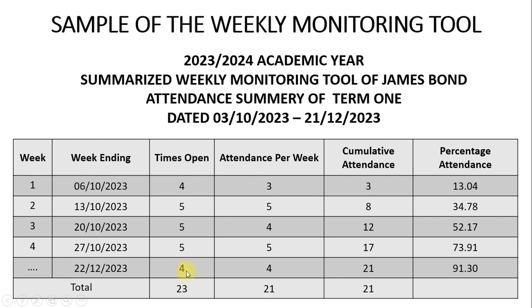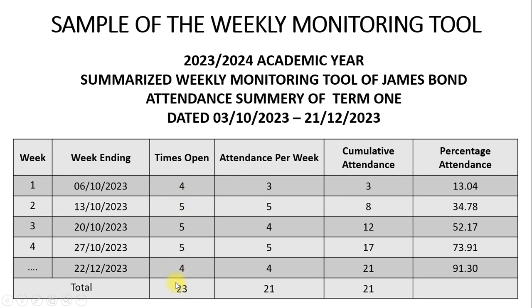Now the last week, which is the 22nd. Remember we vacate on Thursday, so school was open for 4 days, and I was in school all 4 days because it was vacation date. So my cumulative attendance will be this 4 plus the previous, and I'll get 21. Now for the summation of times open, you have to total all these to get the total times open for the whole term.